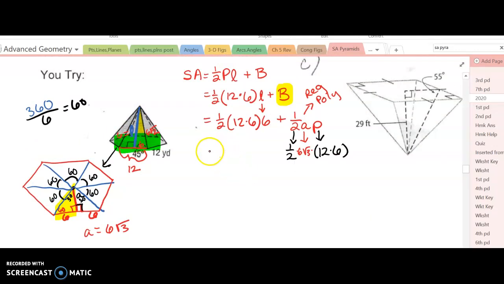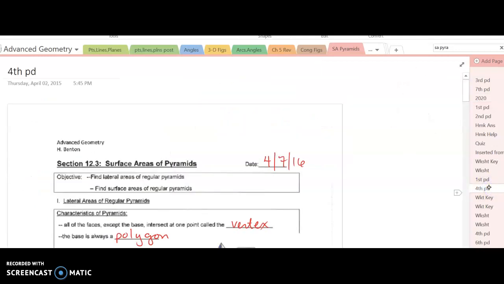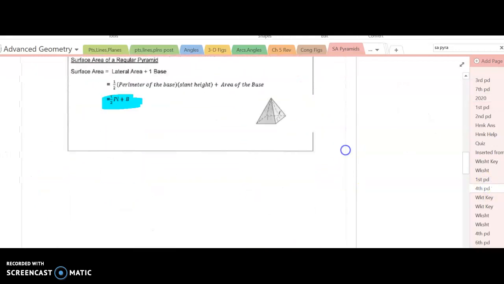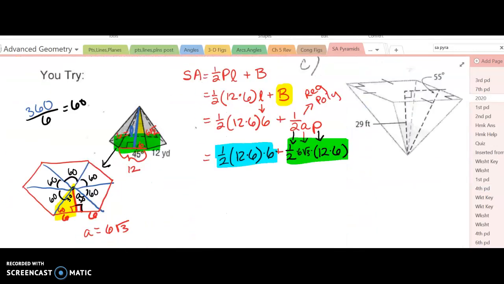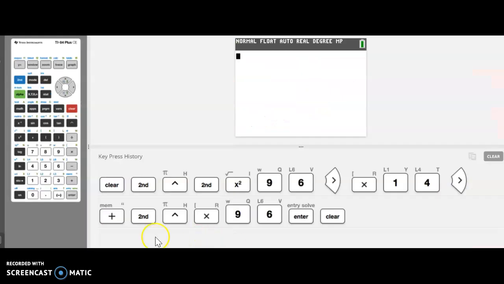Okay, so let's put all this in our calculator. 1/2 times 12 times 6 times another 6 plus 1/2 times 6 square root 3 times 12 times 6. So be careful in your order of operations. If you're working this as 2 separate steps, find the blue and find the green and then add them together. You're also welcome to put this all in your calculator, all in one step. So I'm going to put mine in the calculator here so that you can see what this looks like.